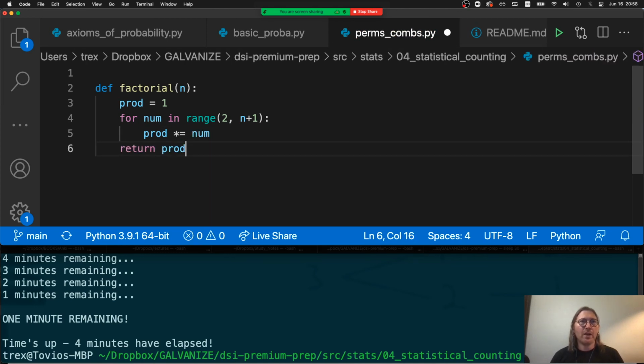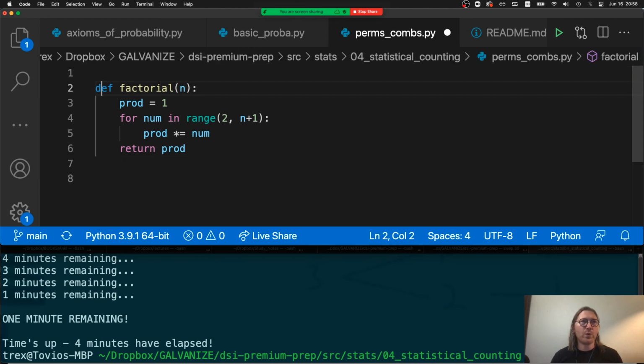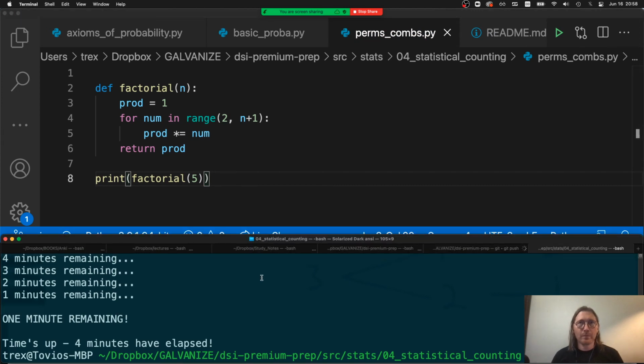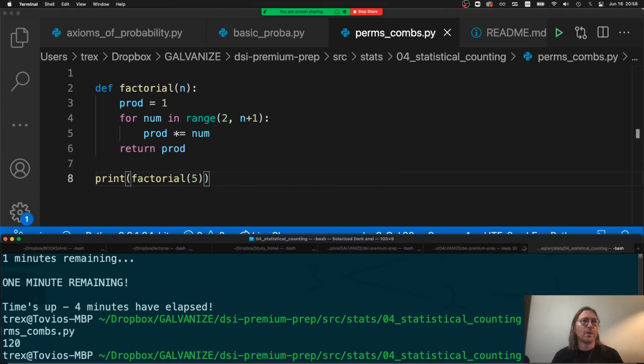Return the product, and what we should see when we run factorial of 5 is 120. So let's try that. Print factorial of 5. And that is 120. So there are 120 ways of selecting 5 balls out of a bag if those balls are numbered 1, 2, 3, 4, 5. There are 120 different ways that we can do that. Factorial gives us that cardinality.